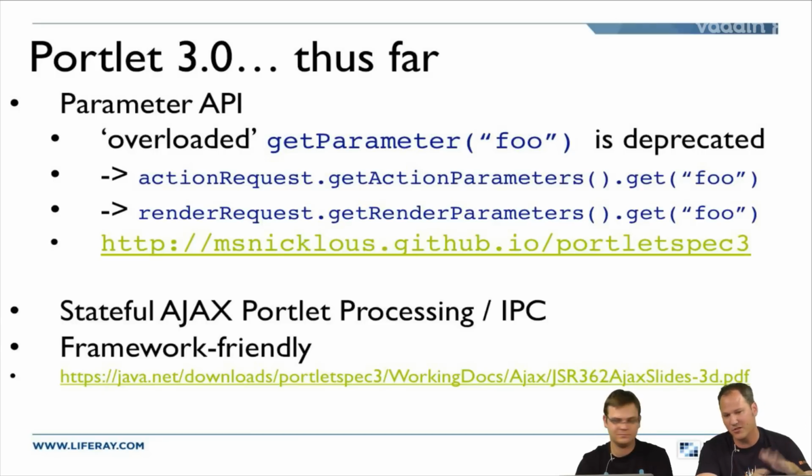And there are parameters associated with those phases, and they're not always the same. So people were often doing a getParameter in their action phase. They would get a parameter based off of a form submission. They would try to do that again in the render phase, and when it's gone, what happened? You get null. So some renaming is going on in the API to make it more clear what's happening.